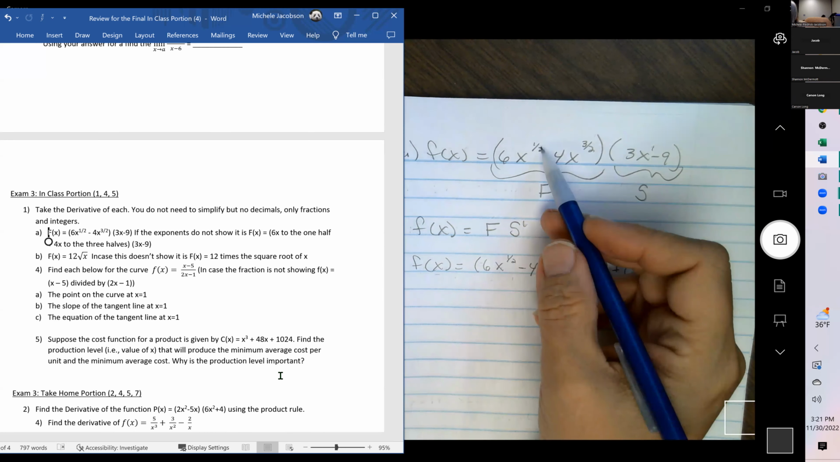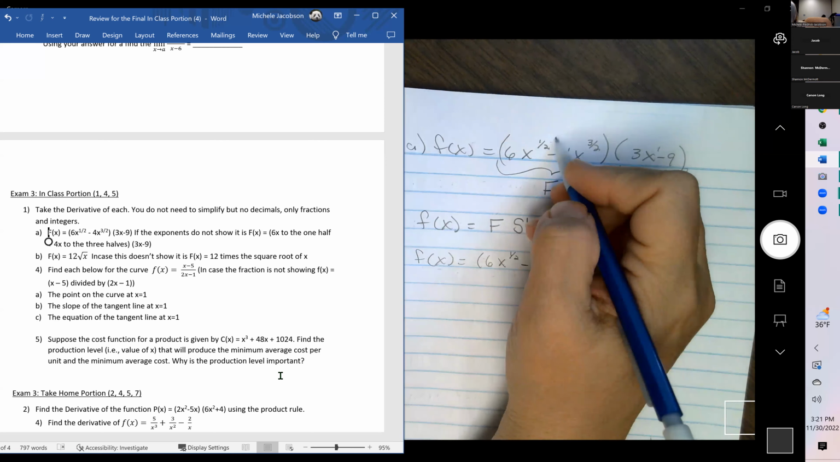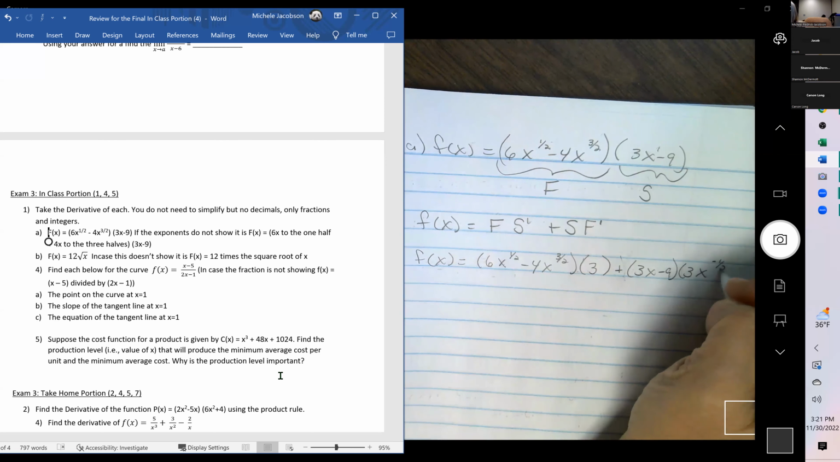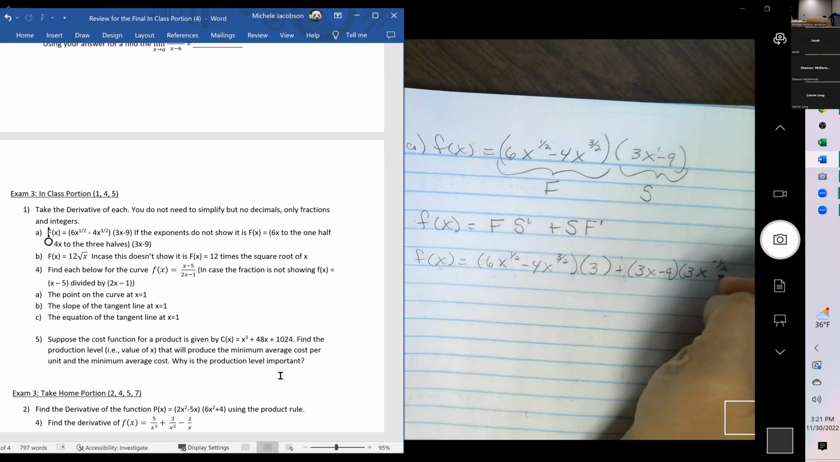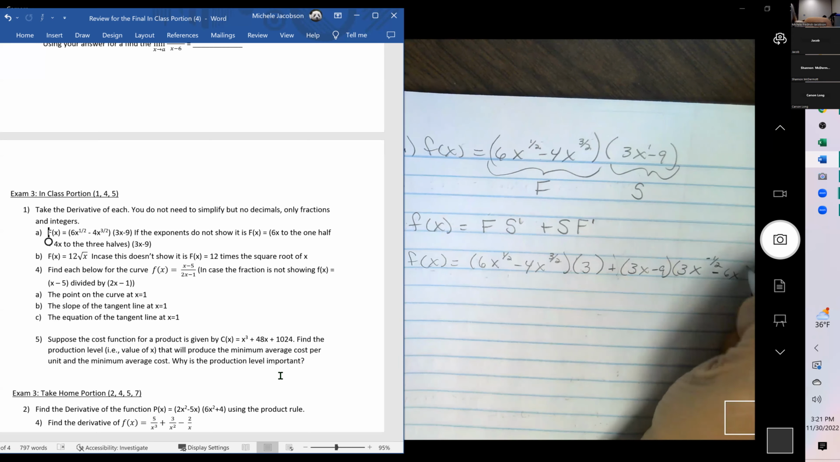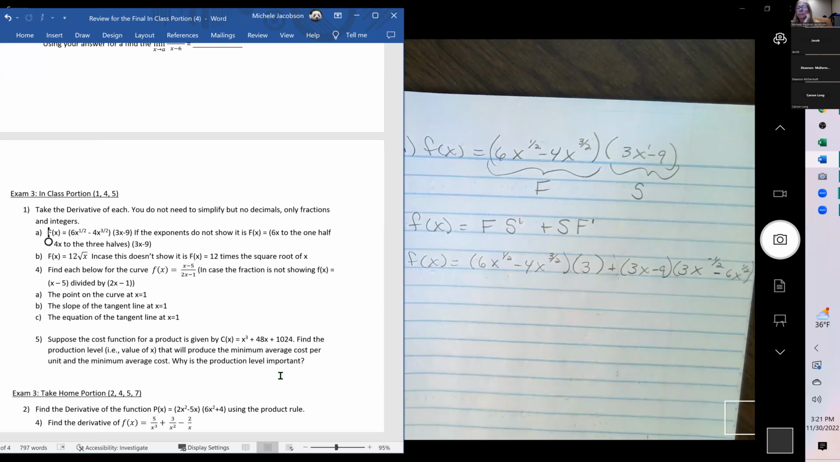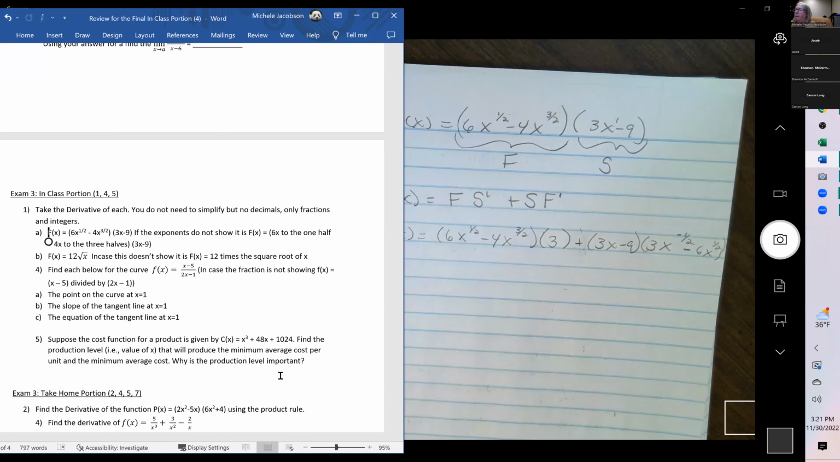Derivative of the first, half times 6 is 3x. Subtracting 1, we get a negative 1/2. 3/2 times negative 4 is negative 6, 6x. Subtracting 1, we get a positive 1/2. Any questions on that? With exponents, I would not ask you to simplify. Any questions on it?